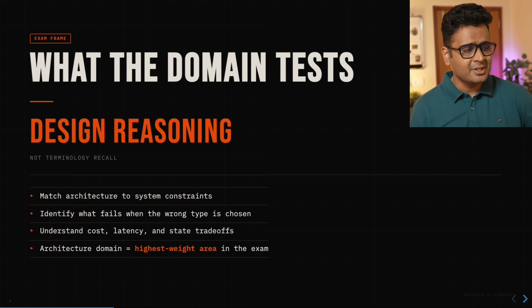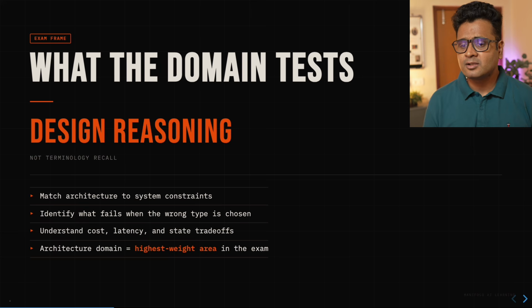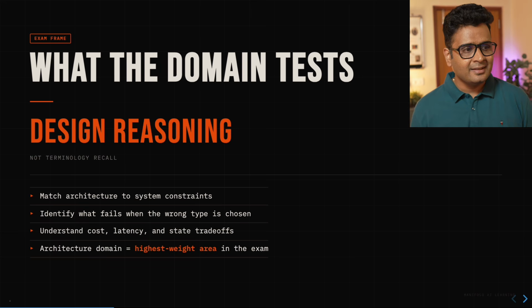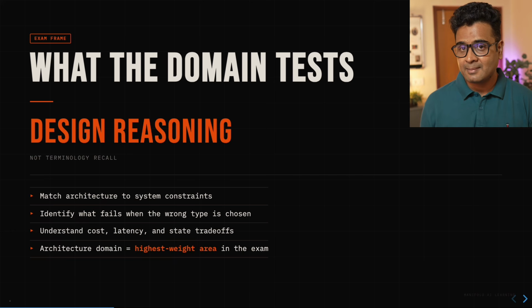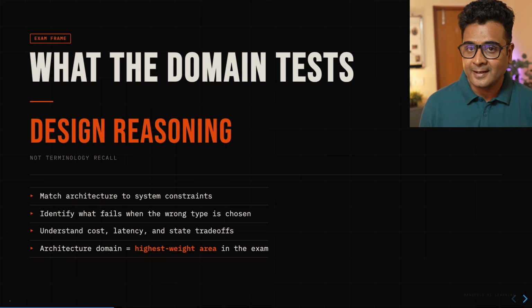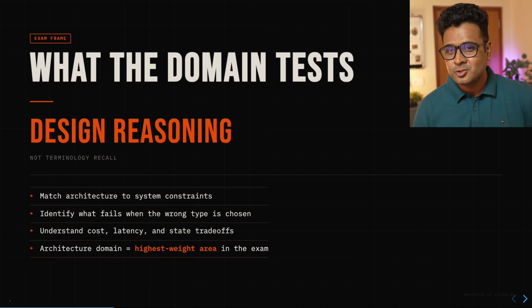If you walk into the examination hall knowing only those labels, you'll get the easy questions right, but you will miss the ones that separate passing scores from failing scores. Because as you are aware, it's a professional level examination. The difficulty level is high, and the easy questions tend to be very few.